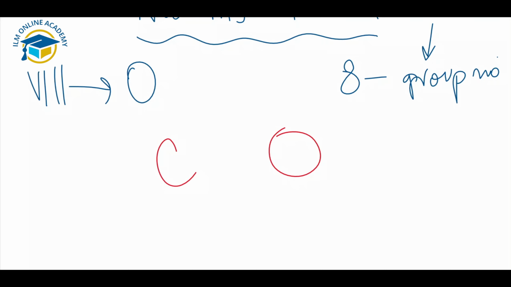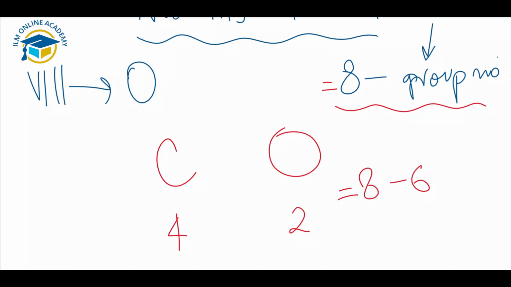So first of all you write the symbols of the elements. Second, you write the valencies of the elements beneath their symbols. Carbon is in group 4, so the valency will be 4. Oxygen is in group 6, and from group 5 up to group 7, the valency can be found by subtracting the group number from 8. So the valency of oxygen will be 2.